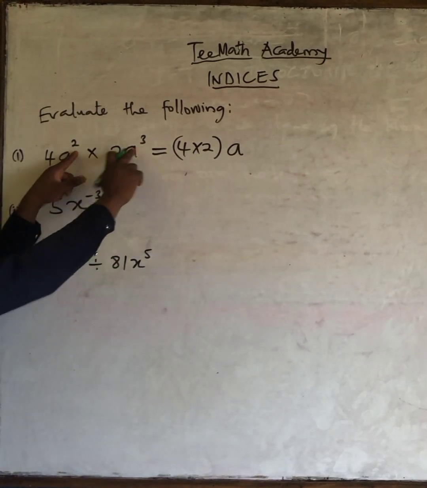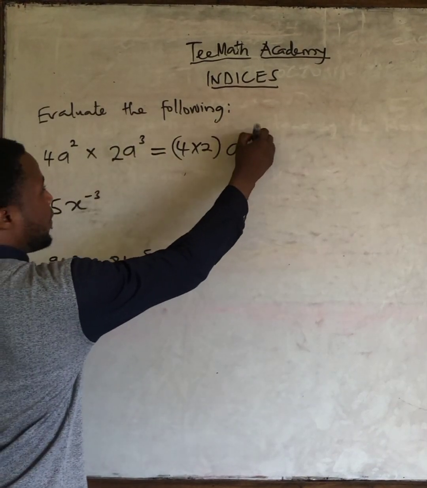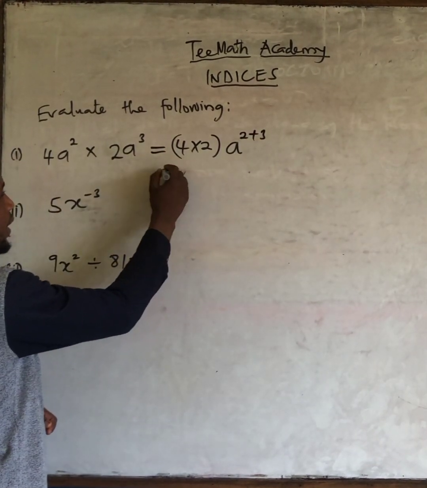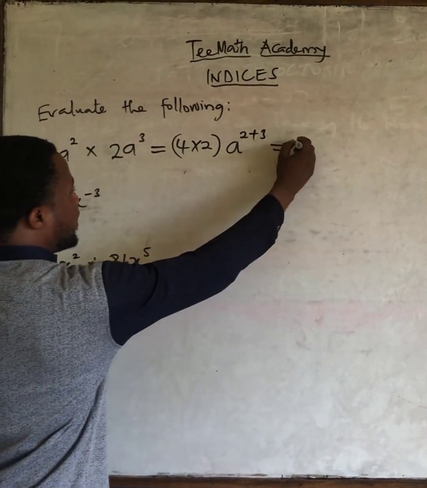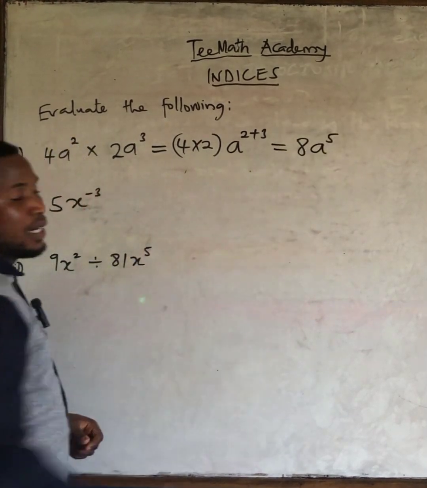This is where you apply the laws of indices, the multiplication law, where you add the powers. Okay, so in this case, what do we do? 4 times 2 is 8. Then a raised to the power 5. So that is the final answer.